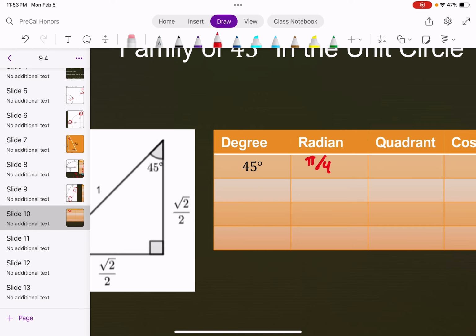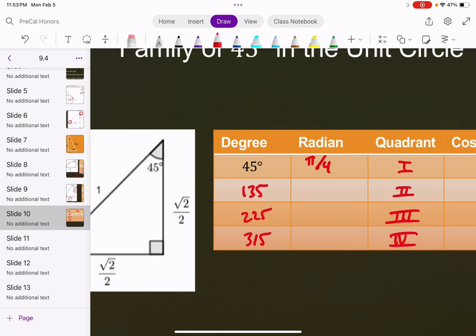45 on top of that would be 135. After that would be 180. Keep in mind that's quadrantal. We have 225 and 315. First thing is understanding our quadrants. Notice this is for quadrant 1, 2, 3, and 4.